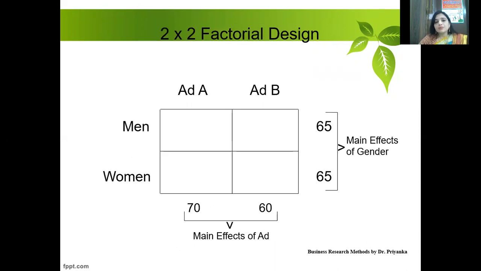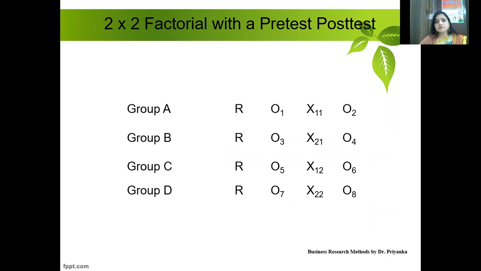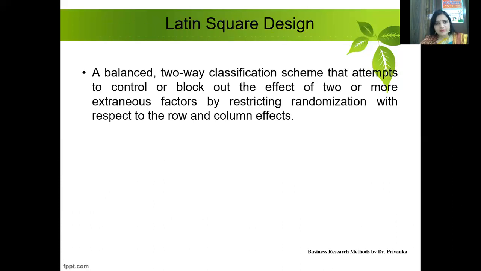This way you can go with factorial design tabulated forms. You can plot graphs also. This is 2 by 2 factorial pre-test and post-test for different kind of groups. Or maybe test marketing on price. This is the best example of factorial designs. You will be reducing the price for the product at different levels in different markets, and you will be able to explore it with the help of factorial design then.